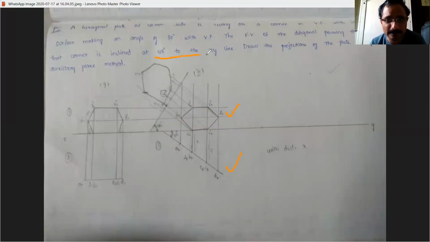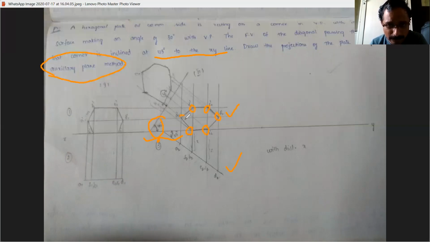It is making 45 degrees with respect to the xy line. The front view of the diagonal passing through that corner is inclined at 45 degrees to the xy line. Now, by taking some optimum gap, draw a line at 45 degrees with respect to the xy line. This line is called the auxiliary line. Because of this line, we give this method the name auxiliary plane method. After drawing this line, we need to identify all the corners of view number 4.